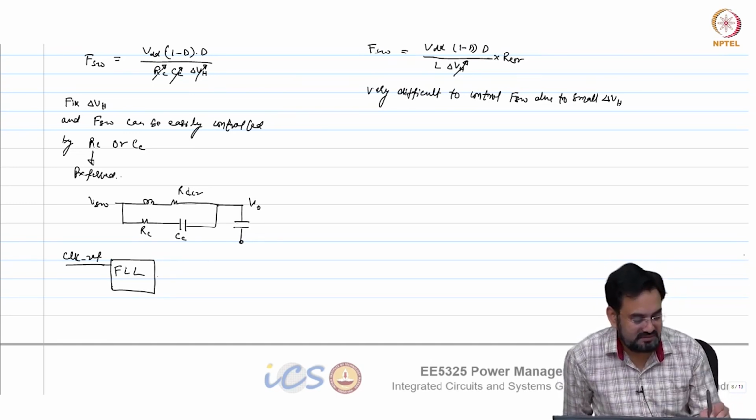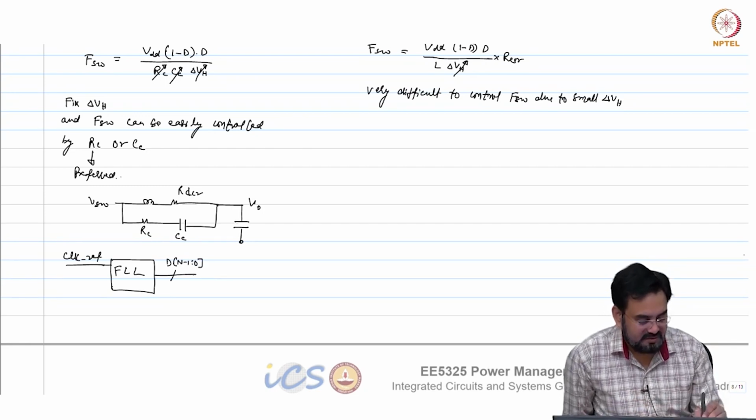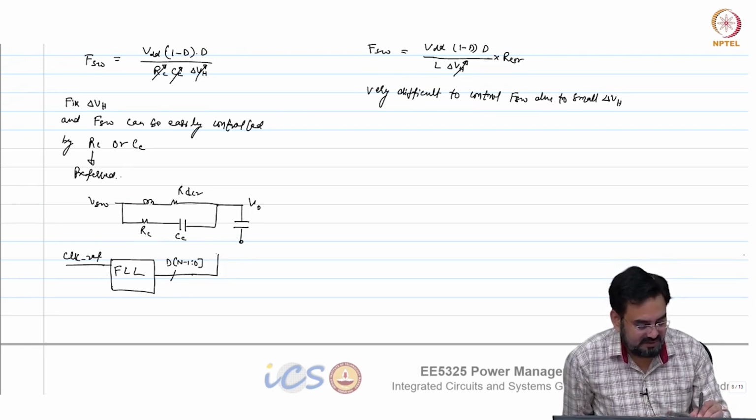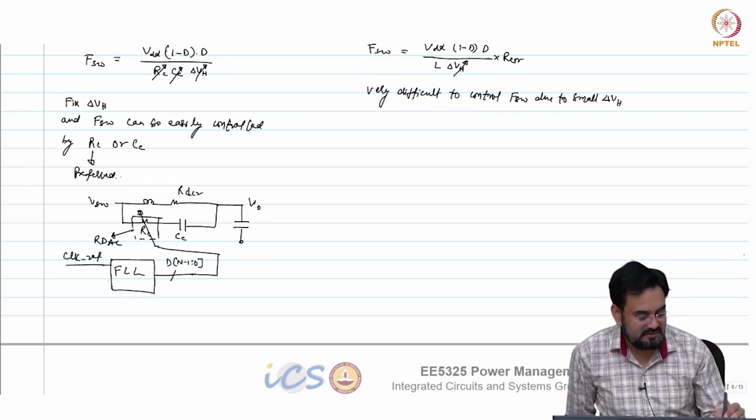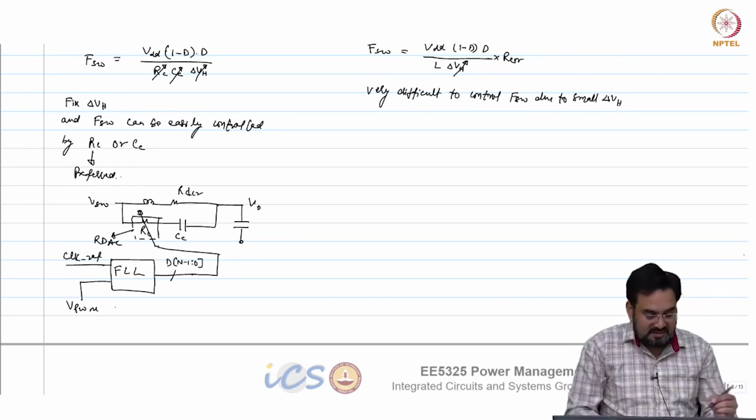FLL is nothing but a frequency locking loop, and it generates a digital code D, n minus 1 to 0. It's an n-bit code, and it goes back here and controls your resistor, and this is nothing but an R DAC, resistive DAC. This needs to be compared with VSW. This is the frequency locking loop.